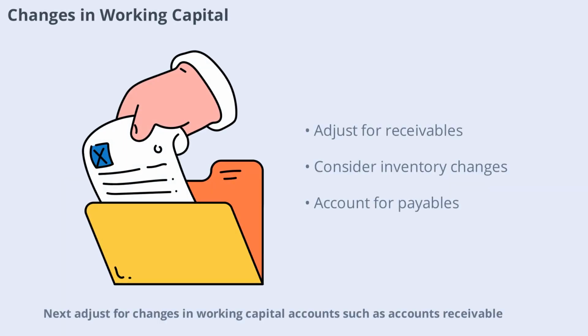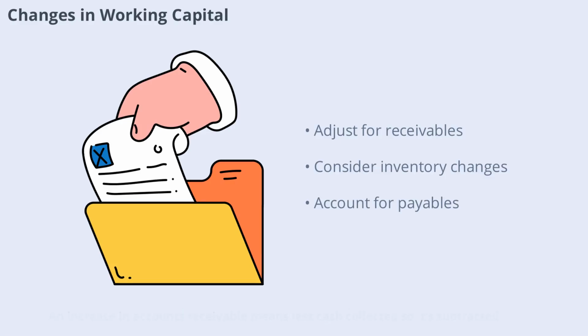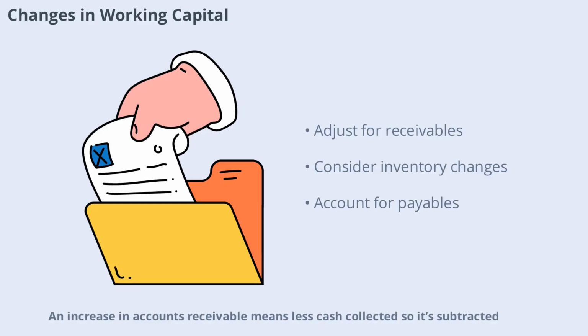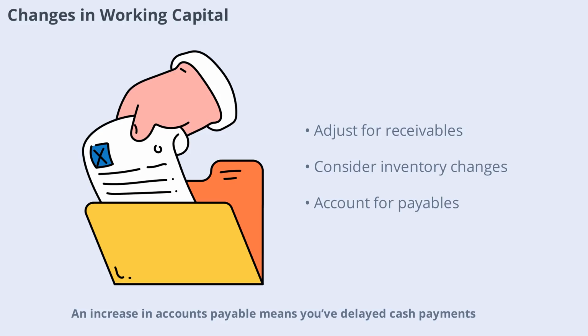Next, adjust for changes in working capital accounts, such as accounts receivable, inventory, and accounts payable. An increase in accounts receivable means less cash collected, so it's subtracted. An increase in accounts payable means you've delayed cash payments, so it's added. These adjustments help bridge the gap between net income and actual cash flow from operations.